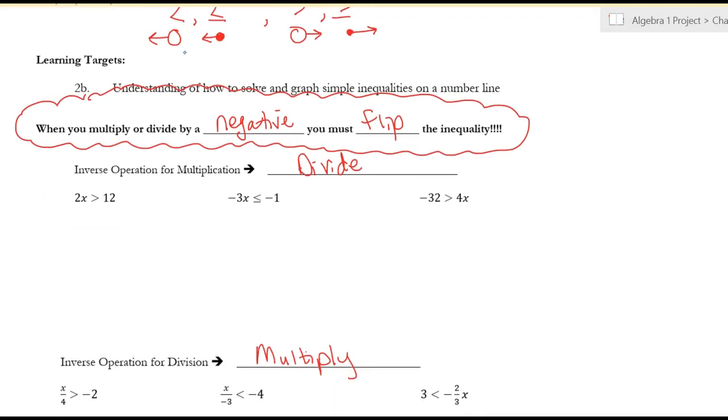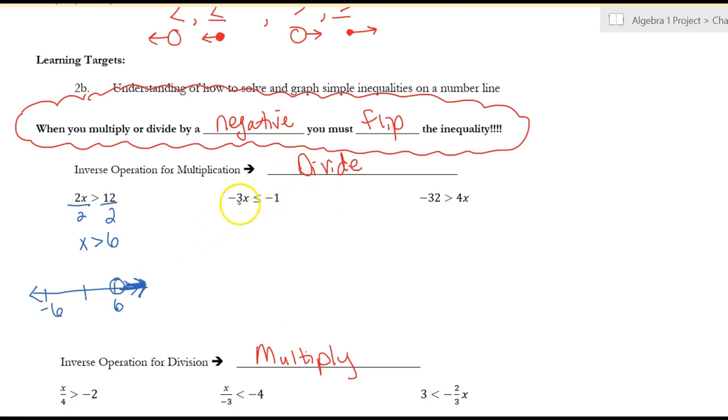Okay, so here, this first one, this is 2 times x. So to get rid of a times 2, I divide by 2. And so x is greater than 6. So I'm going to make it on my number line. There's a 6 and a negative 6. It's an open circle at 6, and it goes to the right. And remember to make your arrow thick enough so that we can see what it is.